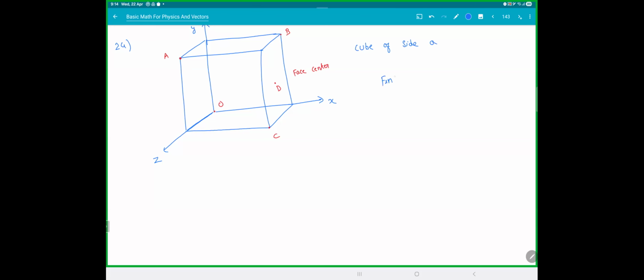Find the angle between OC bar. Hmm, no. Find the angle between AC bar and CB bar. OD bar. Let's call this thing E, and CE bar.